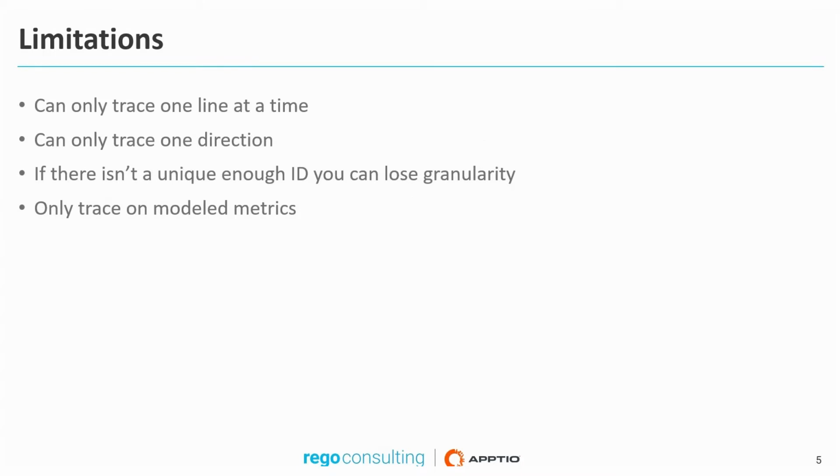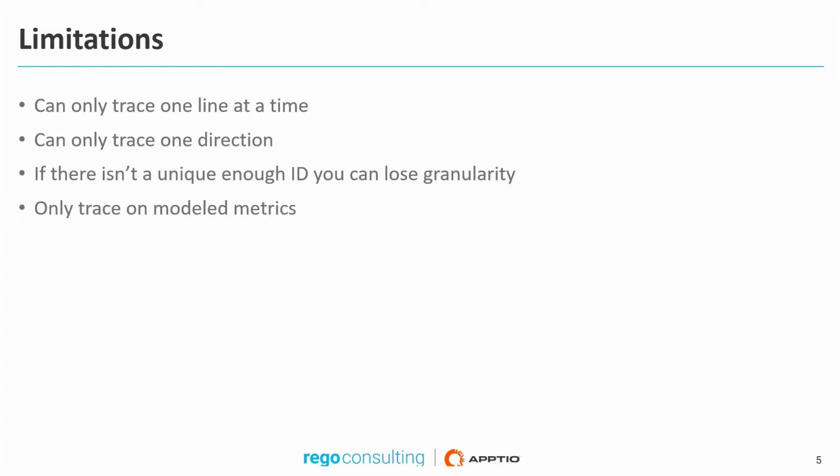Some of the limitations of this feature, you can only trace one line item at a time. And so if you have multiple line items that you're trying to trace, you will need to do that one at a time. You can only trace one direction. So if you're not at the bottom or top of the model, you're able to trace up or down, but only one direction at a time.